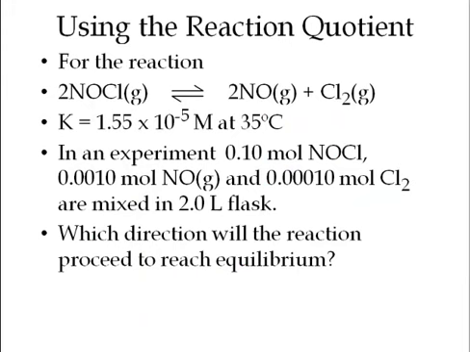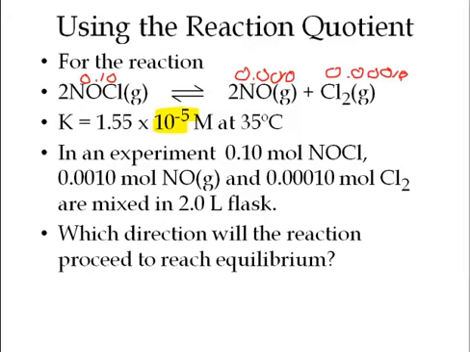Now let's try and use this reaction quotient so you can see what I'm talking about. So there's our reaction, and look, they give us K. And let's notice the magnitude of K. Okay, really small, right? Something to the negative fifth power. So we've got an experiment, and you've got 0.1 molar of this guy right here. So I've got 0.1 mole. And for the NO, I've got 0.0010 moles. And on this one, I've got 0.00010 moles. So I'm running out of room there. Okay? So they're mixed in a 2-liter flask. Which direction will the reaction proceed to reach equilibrium?